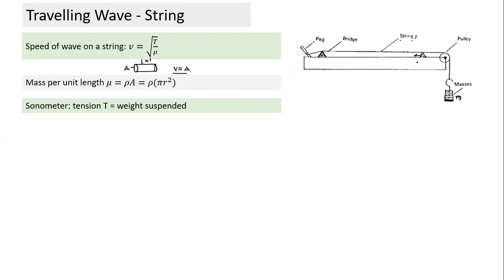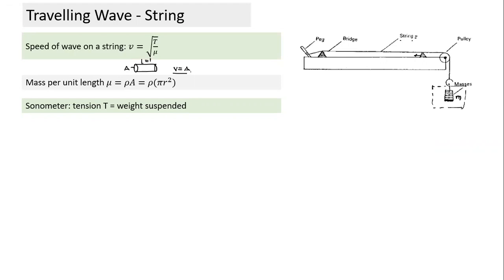In a sonometer, what is the tension in the string? The tension in the string is equal to the weight which is suspended here. You may have some questions where the weight is changed, for example we can make the weight 4 times. There are also questions where the suspended weight is immersed in some liquid. If we immerse it in liquid, what will happen?